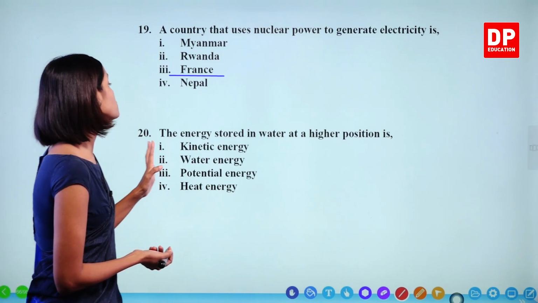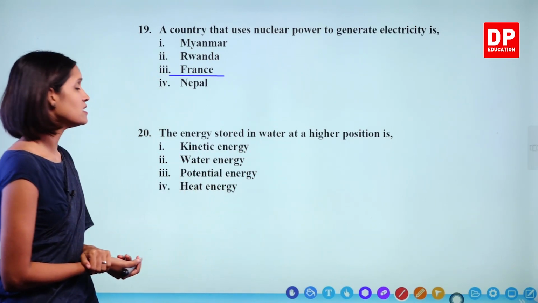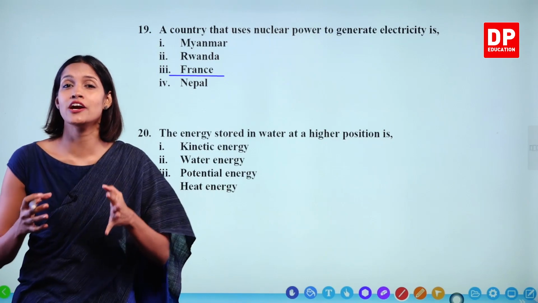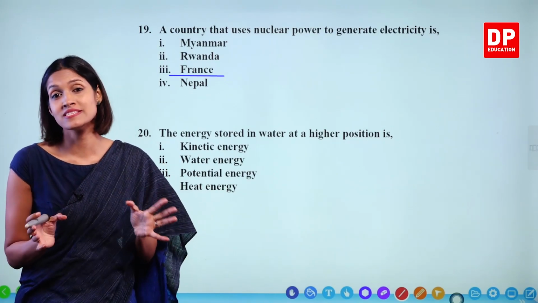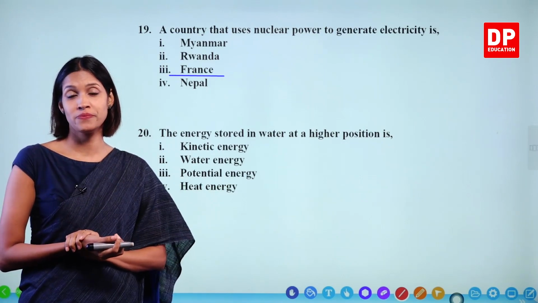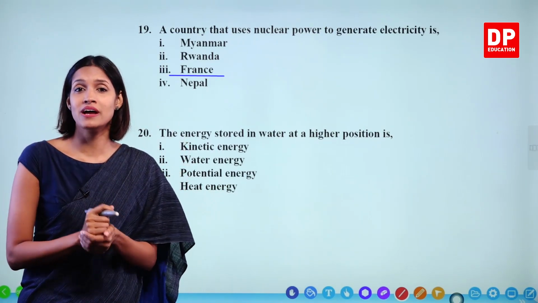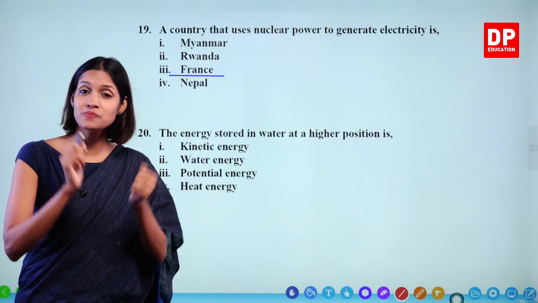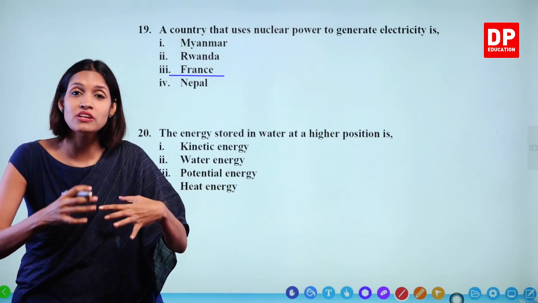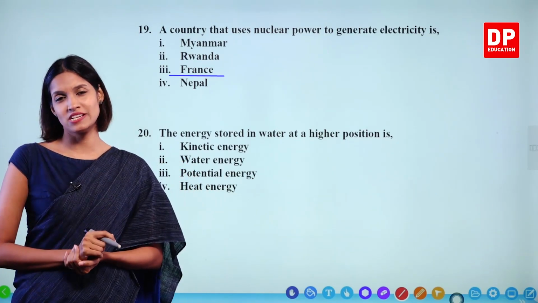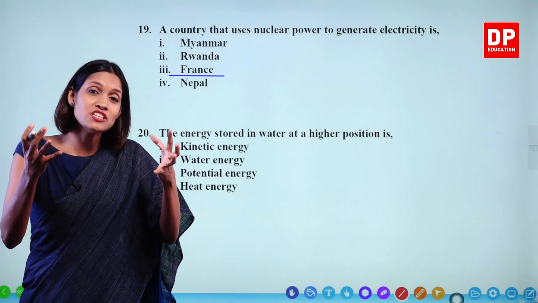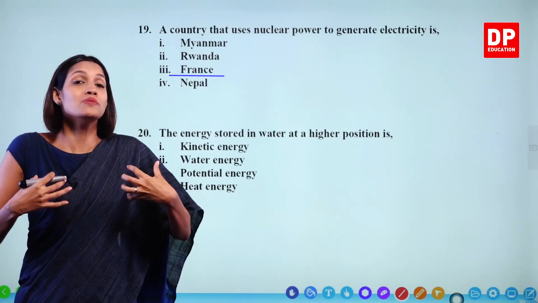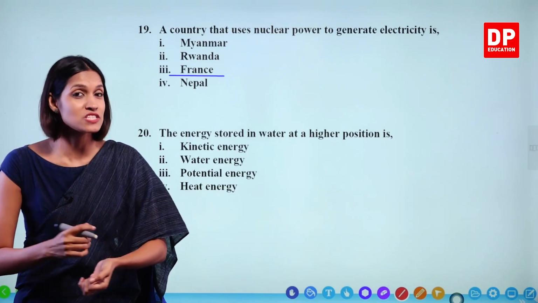The energy stored in water at a higher position is. Now, do you remember when we learned about hydropower plants? I explained that in a hydropower plant, the water tank or the reservoir is located at a higher position than the power plant, than the turbine. What is the reason? Because when we store water at a higher position, it stores a certain type of energy called, what is the name? Potential energy. So if more potential energy is stored in water, when it flows down towards the turbine, it can gain more energy in order to rotate these turbines.